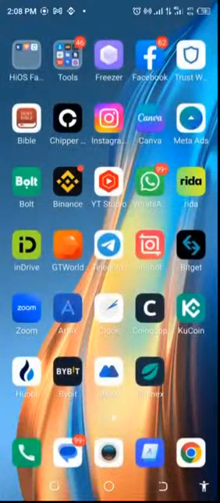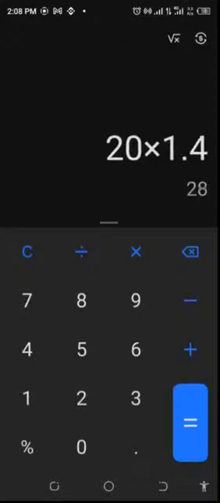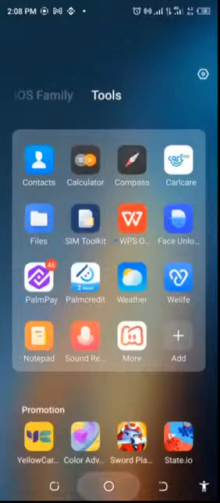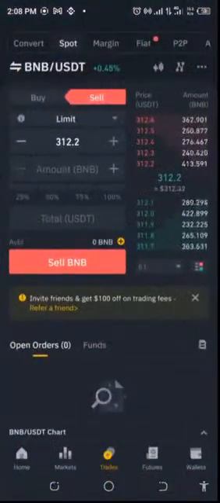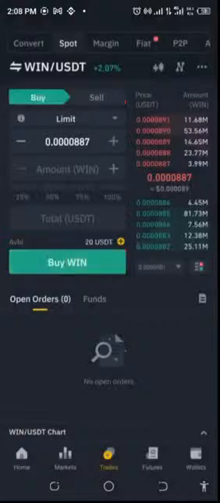Let me do it with my calculator just to be on the safe side. So that's 20 times 1.4%. Okay, yeah. So let's go ahead and try this out. I'm going to do a little bit more elaborate simulation and see what we will get. So let's go back and see how we will do this. I'm just going to do it quickly, because if you don't do this quickly, it may just begin to go down. So you want to be careful.